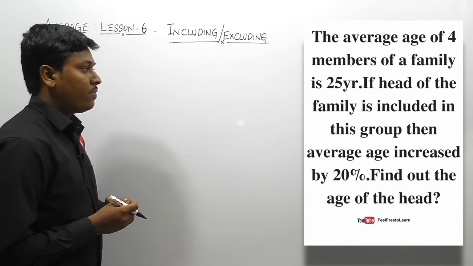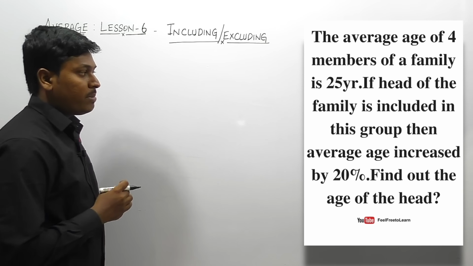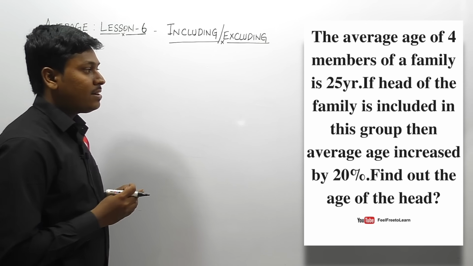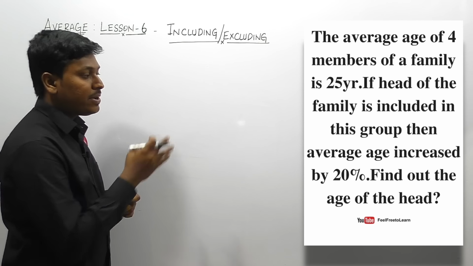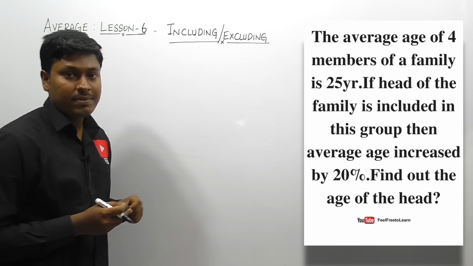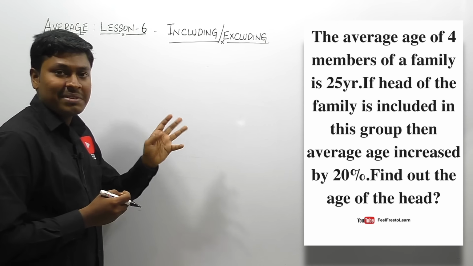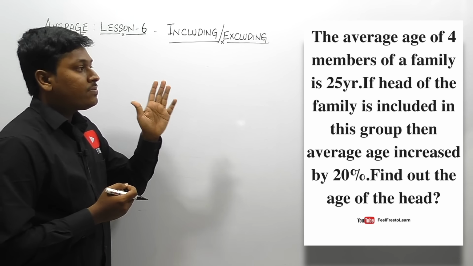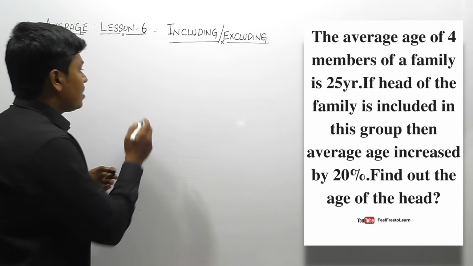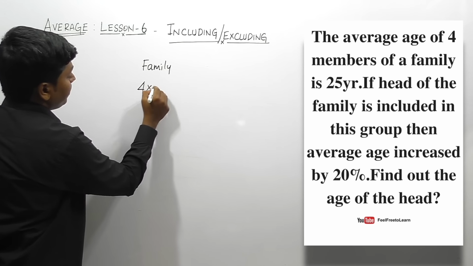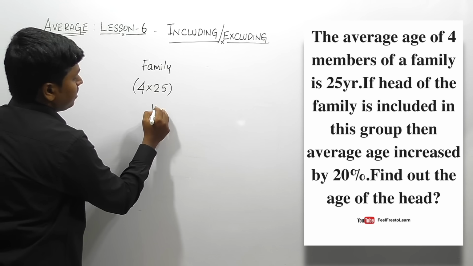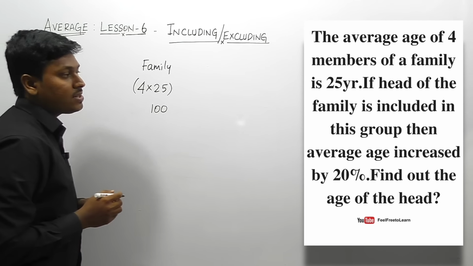Here is question number 4. The average age of 4 members of a family is 25 years. If the head of the family is included, the average age is increased by 20%. So what is the age of the head, right? So friends, this question looks like the previous question, right? The average age of 4 members of a family is 25 years. So the total age of the family will be 4 into 25. So 25 into 4 will be 100, right? So 100 will be the total age of the family.